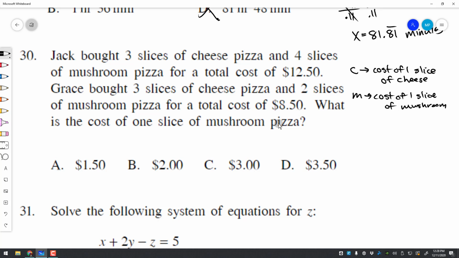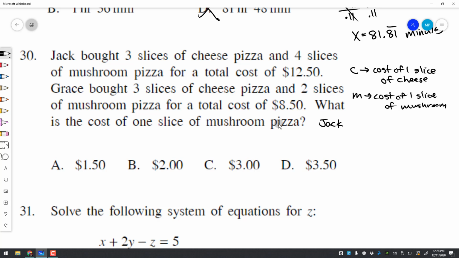Okay, so we have 2 unknowns, even though we only want to come up with the cost of a slice of mushroom pizza. So we still need to solve for these 2 unknowns, and 2 unknowns means we need 2 equations. We need a 2x2 system. And I think from the information they've given me, we can come up with an equation for Jack and an equation for Grace. So let's come up with Jack's transaction here.